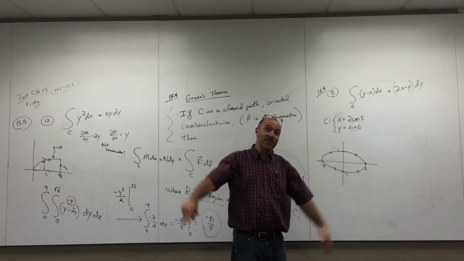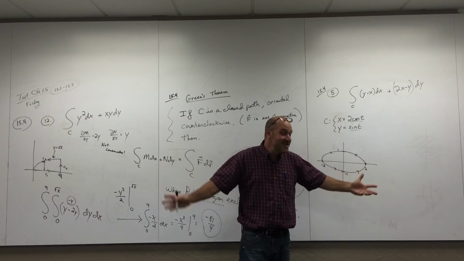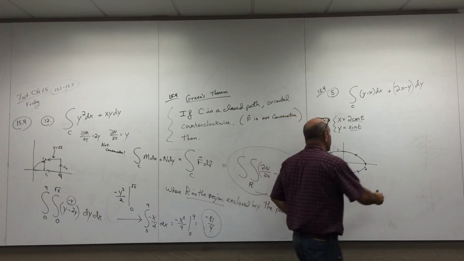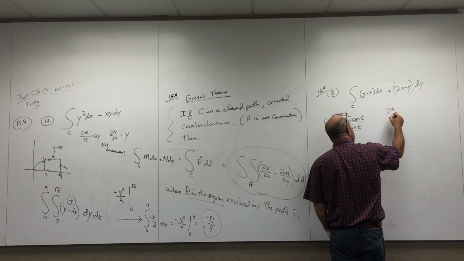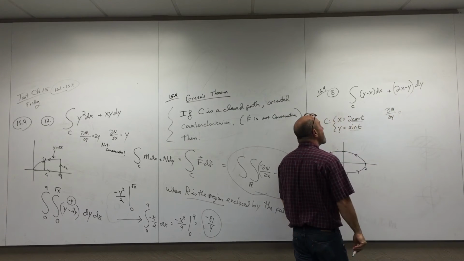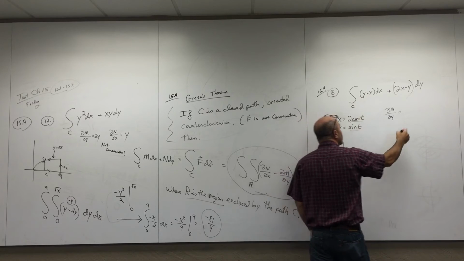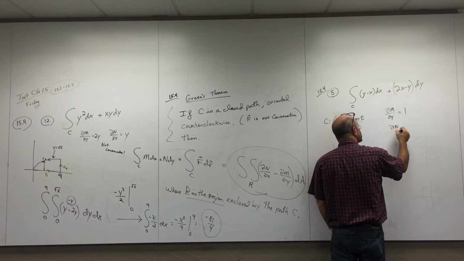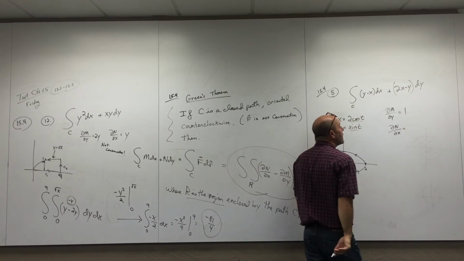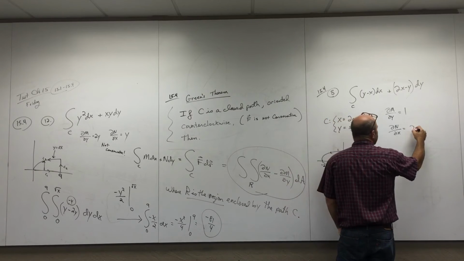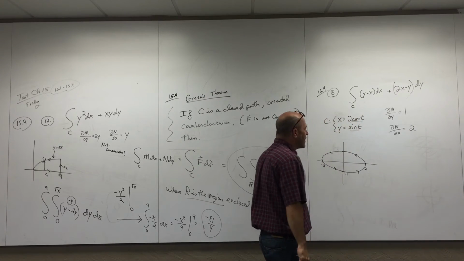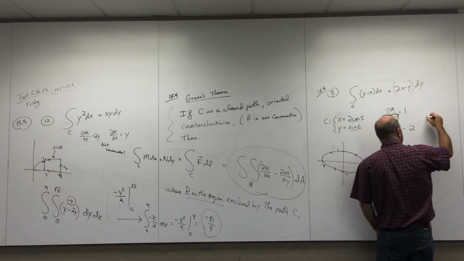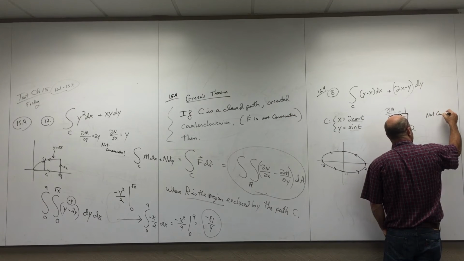If it's conservative, it's 0. I better check to see if it's conservative. What is dM/dy? 1. What is dN/dx? 2. All right. Okay, cool. Not conservative. That's okay. Not conservative.